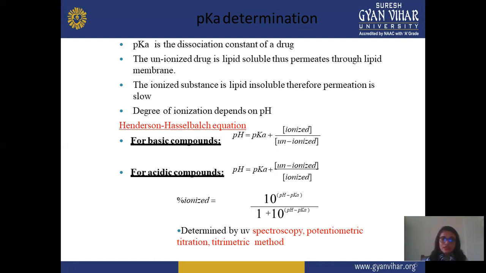This means for a basic compound, you divide the ionized by the unionized form, and for an acidic compound, you divide the unionized drug by the ionized drug. And how do you calculate the percent ionized amount? Percent ionized is equal to antilog of pH minus pKa divided by 1 plus antilog of pH minus pKa. Determination is by UV spectroscopy, potentiometric titration, and titrimetric methods. With these techniques, you calculate the pKa value or how much solubility there is, according to the type of weak base or weak acid.